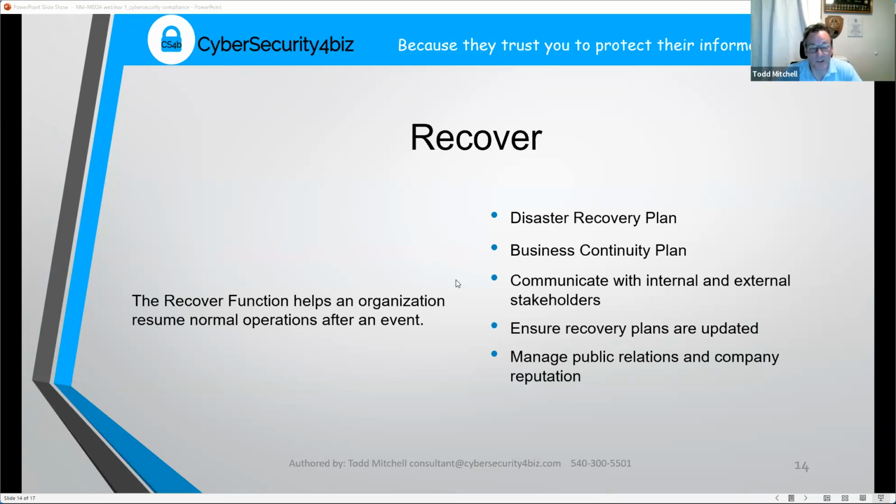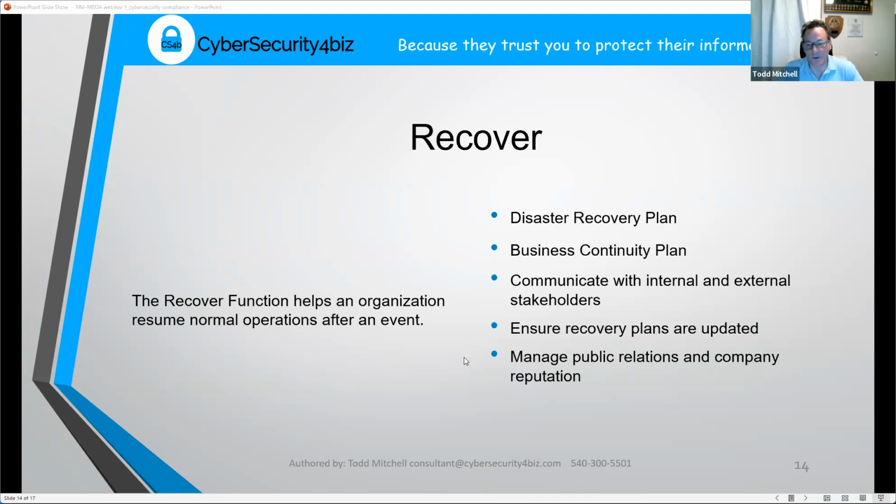And you want to ensure recovery plans are updated based on newer information of things that are going right, things that are going wrong. And then the last thing is managing public relations.